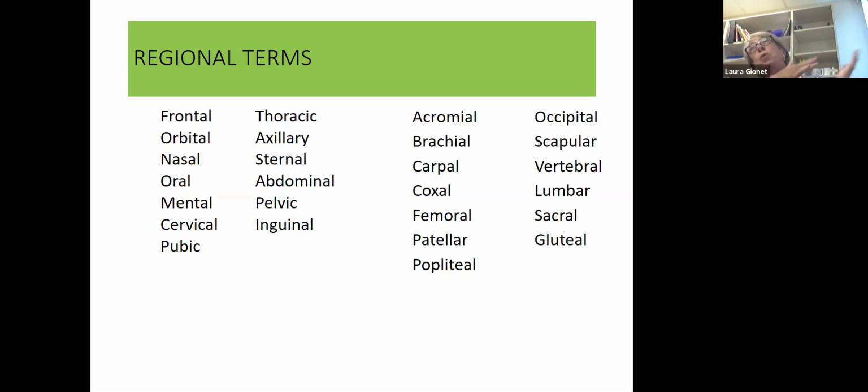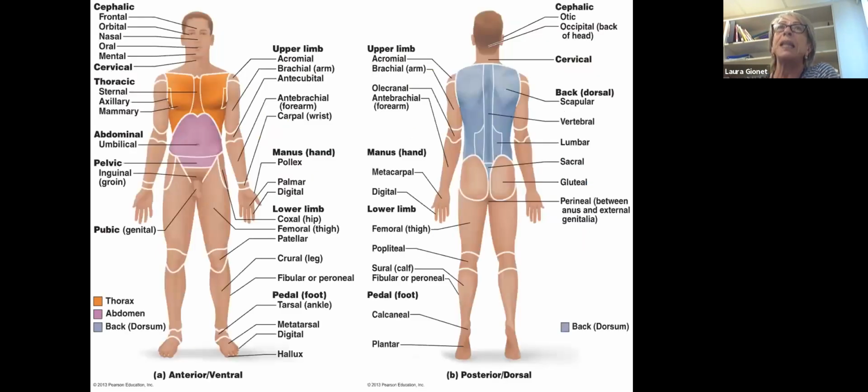So as we progress through these different systems, these regional terms become part of your vocabulary. And this diagram here, showing you the anterior aspect versus the posterior aspect of the human body, has a variety of different regional terms, and they point to the areas that they relate to.